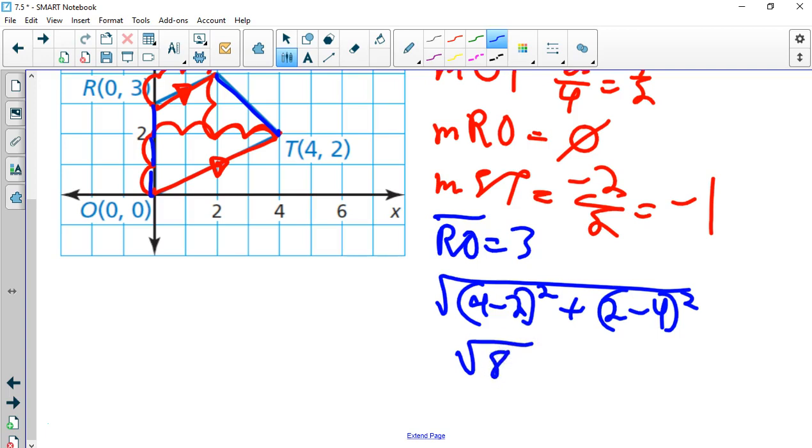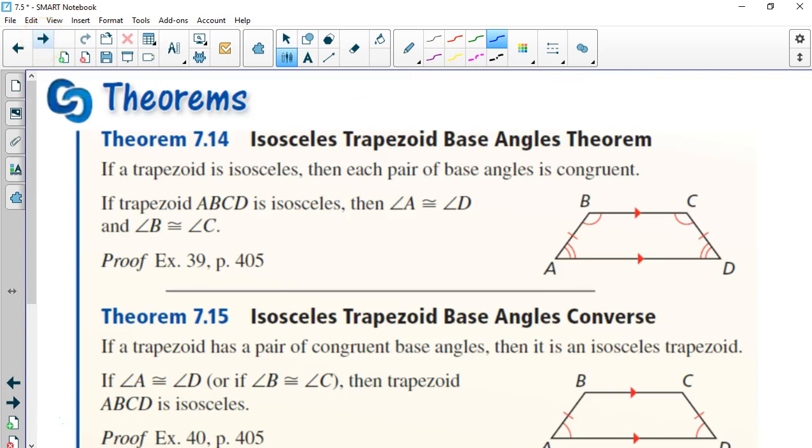Well, 3 squared is 9, so right now we know that it is not isosceles. It is just a regular trapezoid, because the square root of 8 is not 3. So it is just a trapezoid. Okay? Not isosceles.